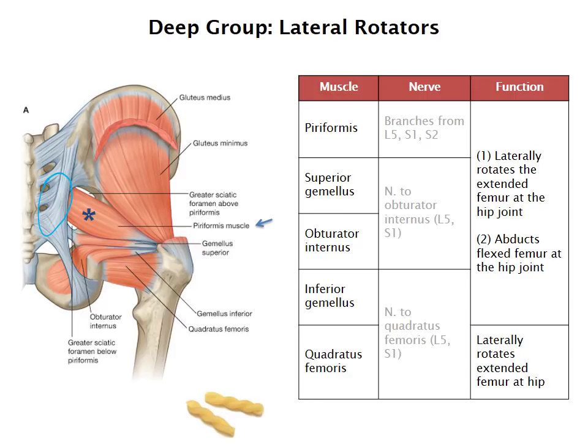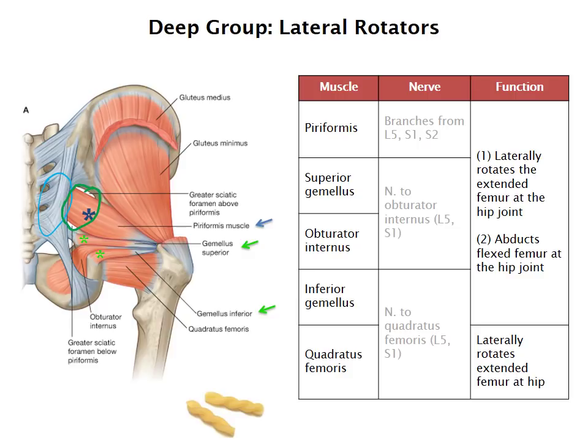It emerges through an opening called the greater sciatic foramen, and I'll try to outline that here. Here's the greater sciatic foramen. The piriformis is an important landmark for the course of neurovascular structures. It receives innervation from the branches from L5, S1, and S2. Again, it laterally rotates and it plays a smaller role in abducting a femur, especially when it becomes a flexed femur. Then it can aid more in the abduction of that femur.